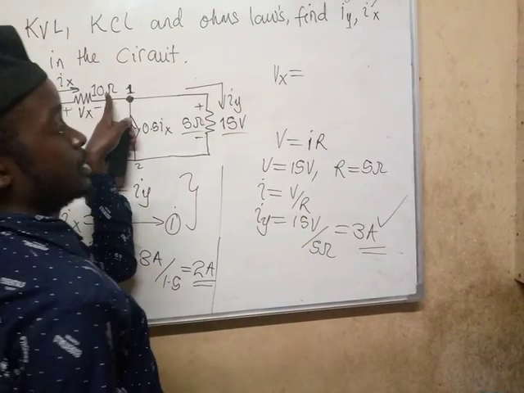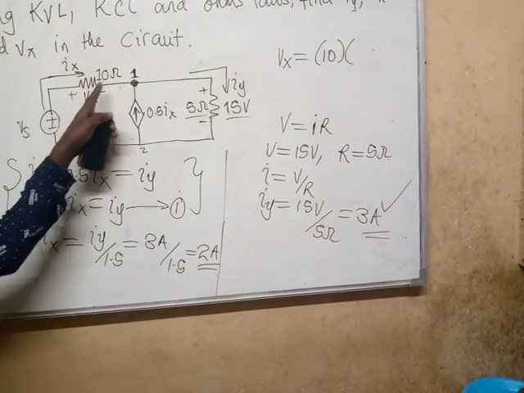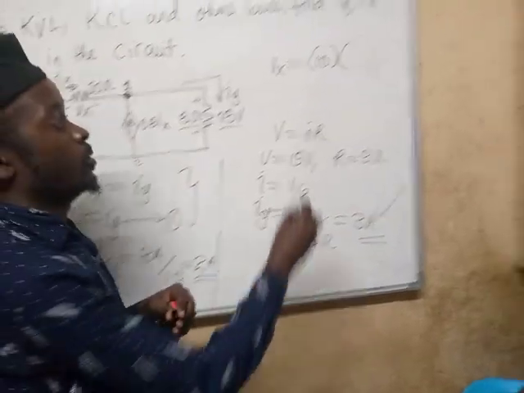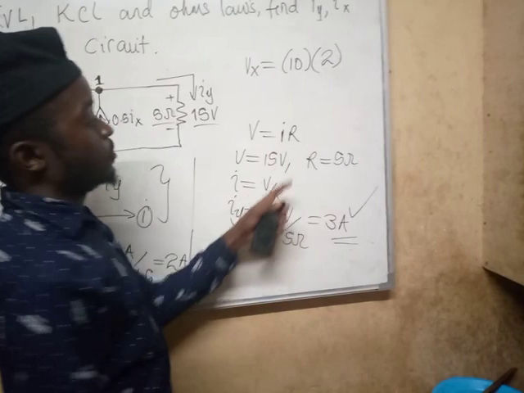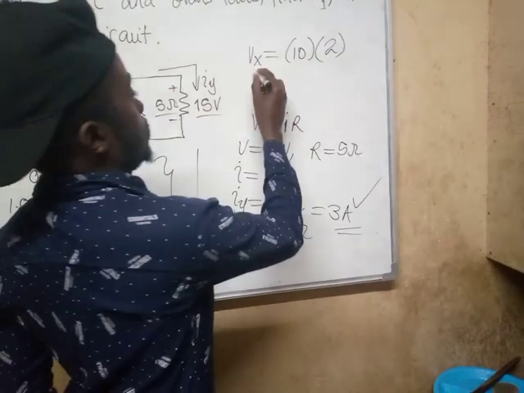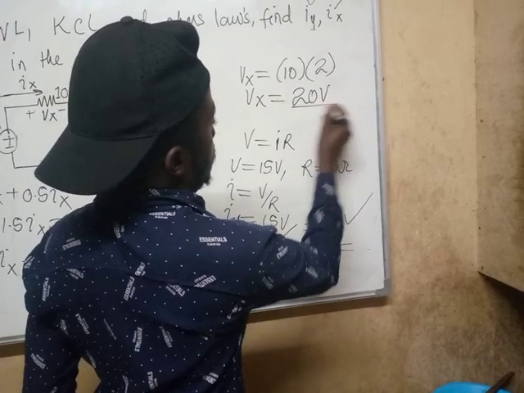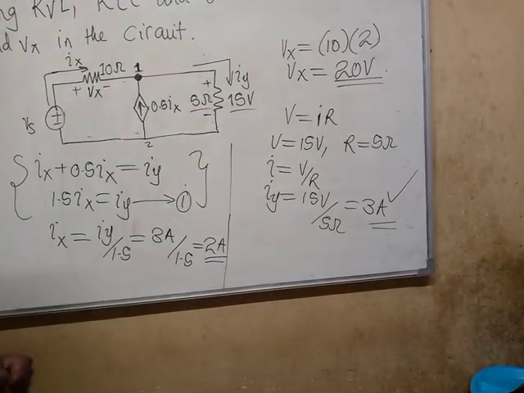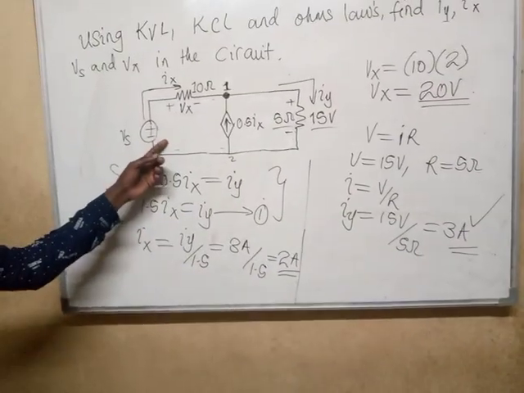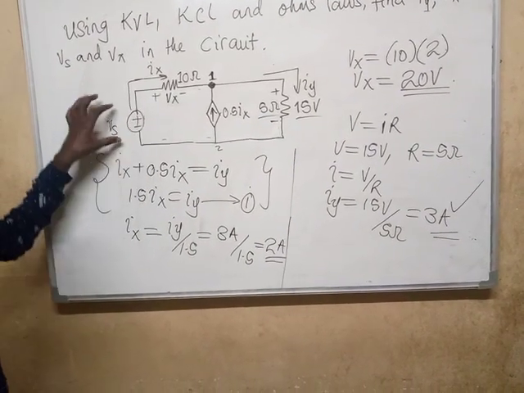We know that Vx is equal to the resistance, which is simply 10 ohms. And we know the current flowing through the 10 ohms resistance to be 2 amps. So according to Ohm's law, voltage is equal to current times resistance. So Vx is now known to be 20 volts. That is Vx. So even Vx is now known. So we are now remaining with the value of Vs.